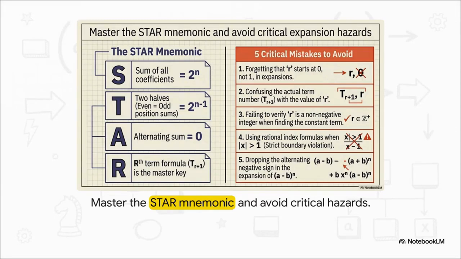To guarantee you avoid those devastating traps, you need to memorize the STAR mnemonic. Use this as your ultimate defensive shield. S stands for the sum of all coefficients equaling 2 to the n. T is for the 2 halves, meaning the even and odd position sums. A is for the alternating sum always equaling 0. And finally, R is for the rth term formula, your fundamental master key. Keep STAR in your head and you're golden.